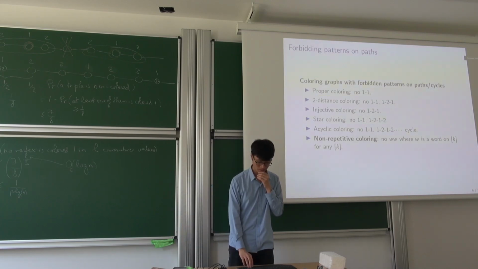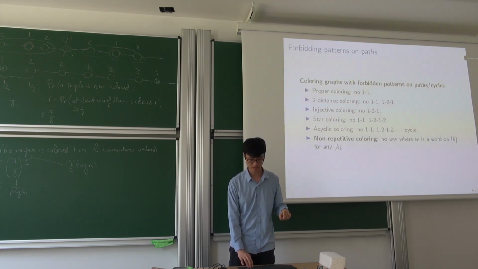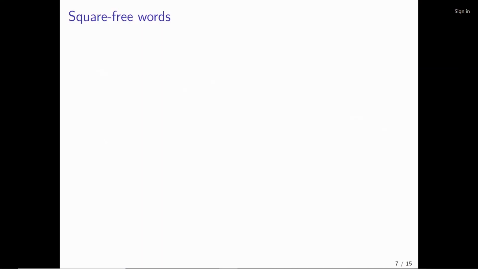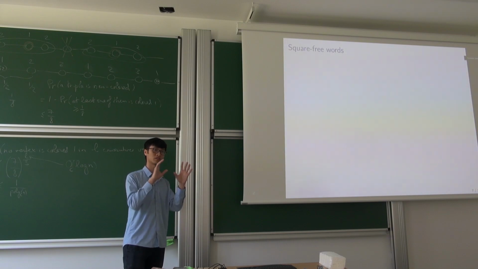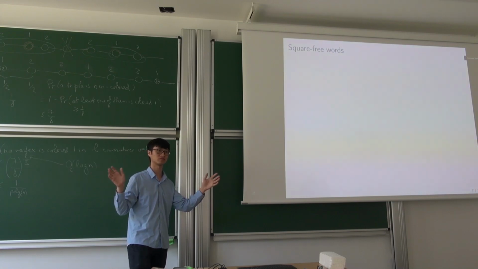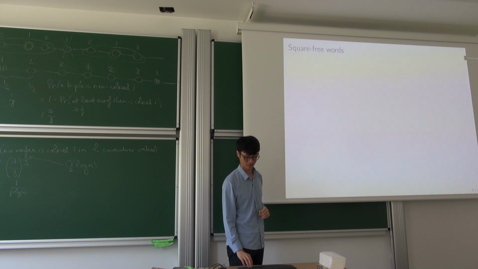All right, so now let us just forget everything and think about non-repetitive coloring, and even better than that, square-free words. Non-repetitive coloring is defined for graphs. You take any graph you want, take any path you want, and you need to forbid these patterns. But now I'm just going to talk about paths, one-dimensional graphs, so we get square-free words, that do not contain squares. So what do we know about square-free words?